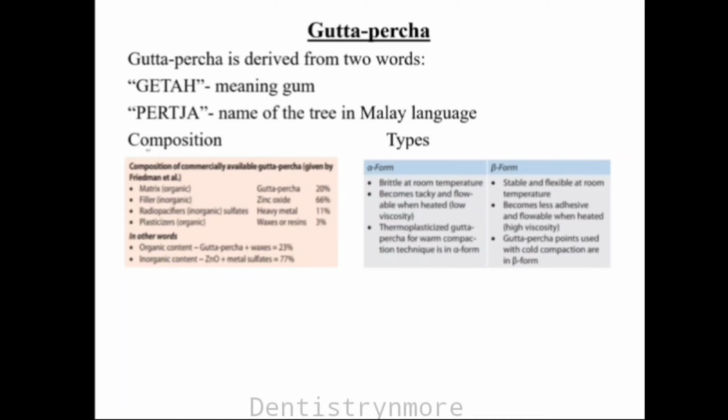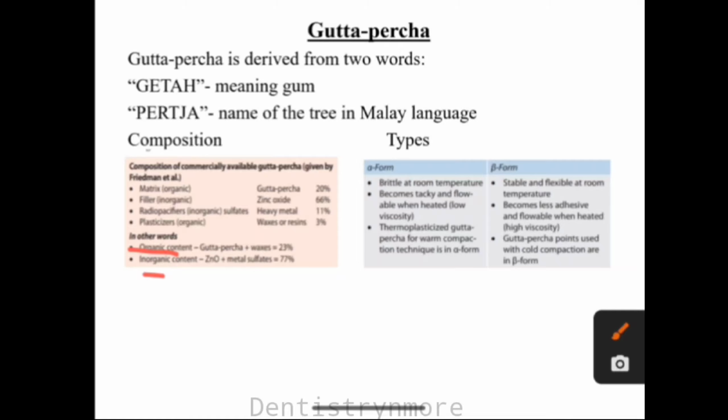Now we are moving to Gutta-percha. The composition of Gutta-percha includes both organic content and inorganic content. The organic content includes Gutta-percha and waxes, that is matrix Gutta-percha about 20% and waxes or resins about 3%. The inorganic content includes zinc oxide plus metal sulfates, a total of 77%: zinc oxide, which is a filler, 66%, and metal sulfates, that is heavy metal, 11%.